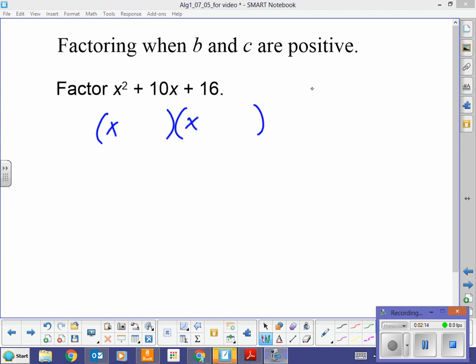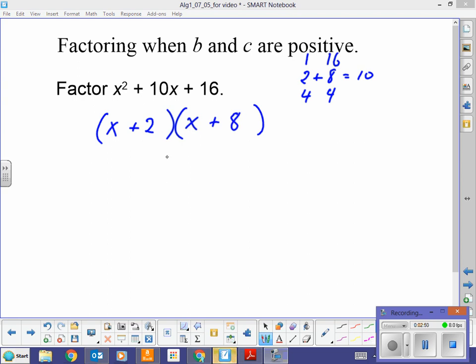Now, if you're not sure, you can factor 16. You can say, well, that's 1 times 16. That's 2 times 8. And that's it, right? Or 4 times 4. So those are my factors of 16. But which of these, when I add them up, equal 10? Well, the middle pair. 2 plus 8 equals 10. So this will be x plus 2 and x plus 8.